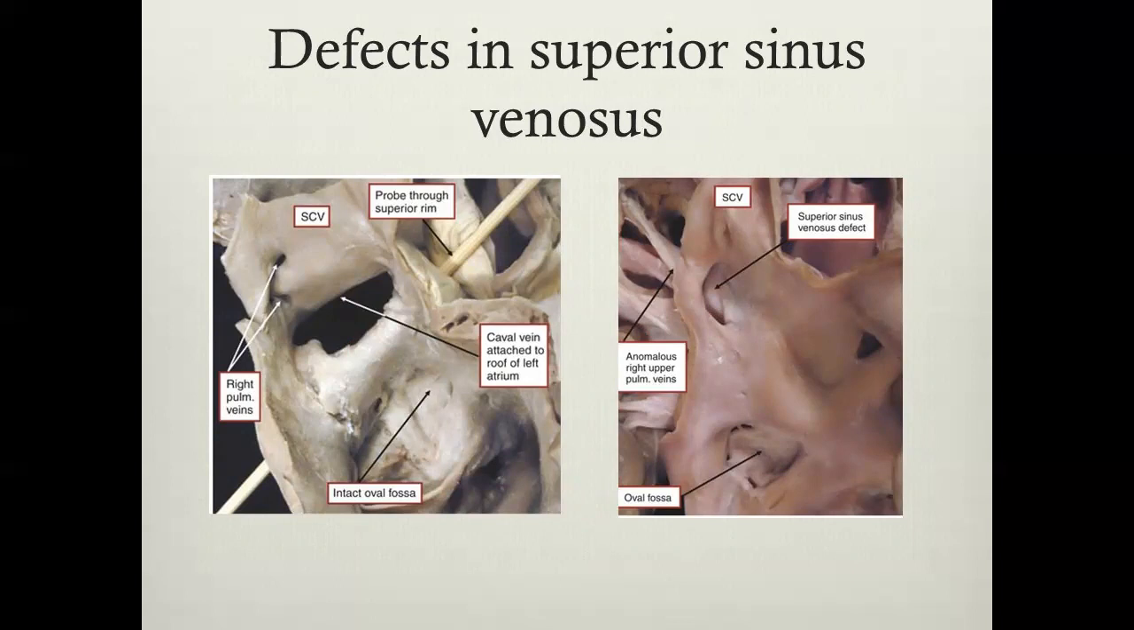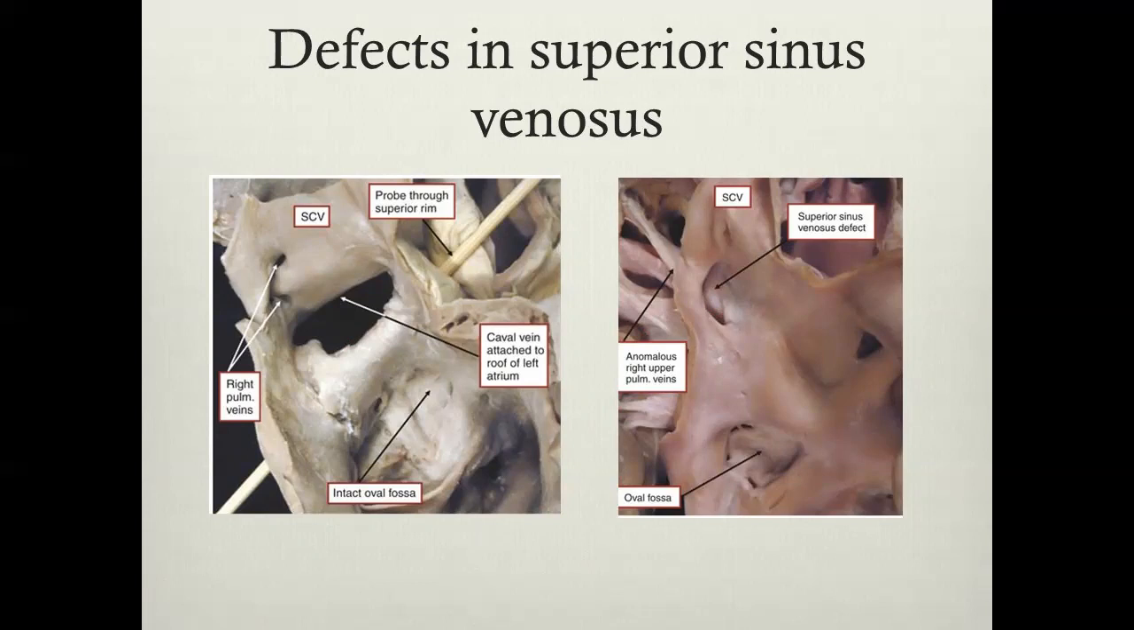So if we look here, where are we? Oh yes, okay. This stick, or probe, whatever you want to call it, is running through the posterior to anterior groove formed by the infolding of the atrium, the septum secundum. This is between the muscular arms of the second septum. This is where the SVC comes in.